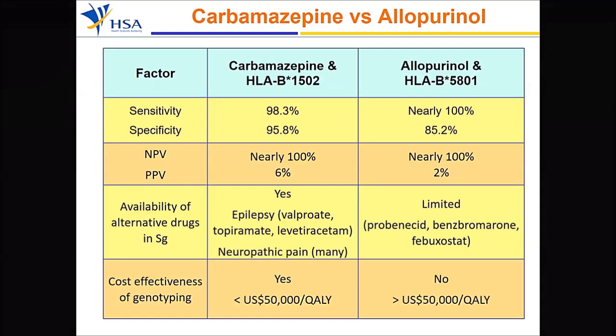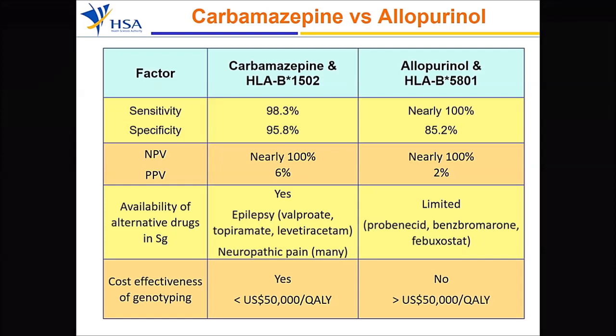So from the prospective studies from Taiwan, we knew the sensitivity and specificity of these assays. And because it's very rare, the negative predictive value is nearly 100%, but the positive predictive value is actually quite low, 6% for carbamazepine and only 2% for allopurinol.